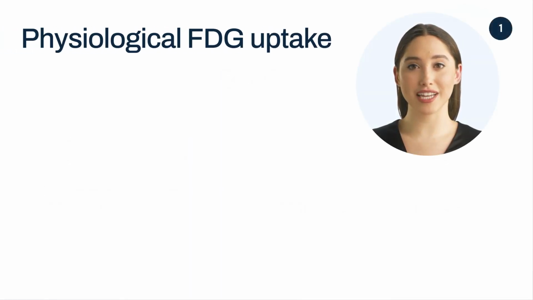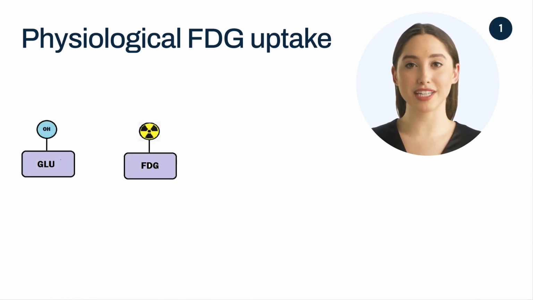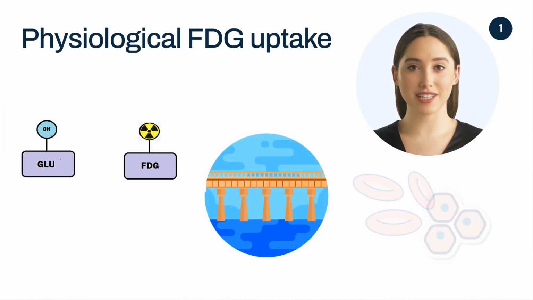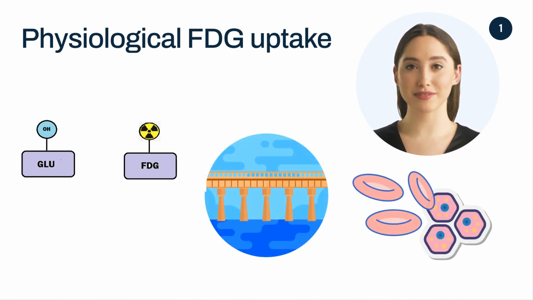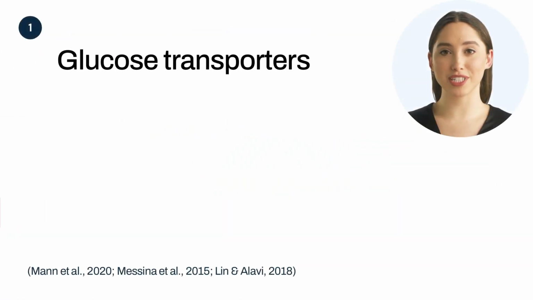Let's see how FDG enters cells. FDG is a glucose analog. Both FDG and glucose are hydrophilic molecules that require transporters to enter cells through the lipid cell membrane. The molecules compete for the same transporter. An important group of membrane transporters is the GLUT family.